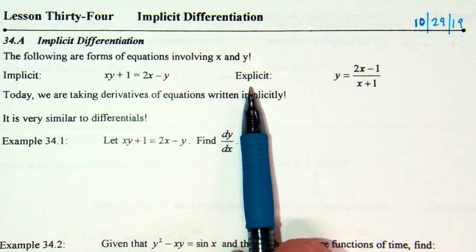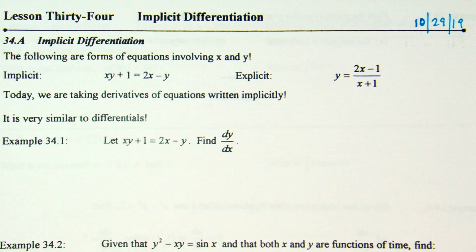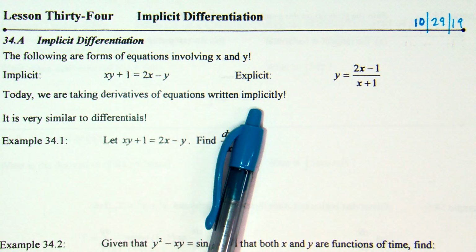We like to see explicit because it's nice and neat, it's y equals, everything over here is x. So we are used to taking derivatives when an equation is written explicitly. When you're just, here's y, find y prime, and you're taking all derivatives with respect to x. Today, we're going to learn how to take derivatives when the equation is left implicitly. And sometimes they're left implicitly because you can't really get it to be explicitly written, where it's y equals. So we're going to be taking the derivatives implicitly, so implicit differentiation.